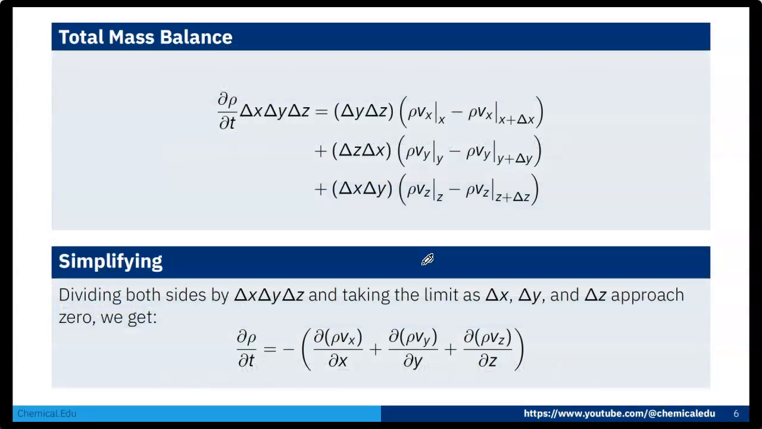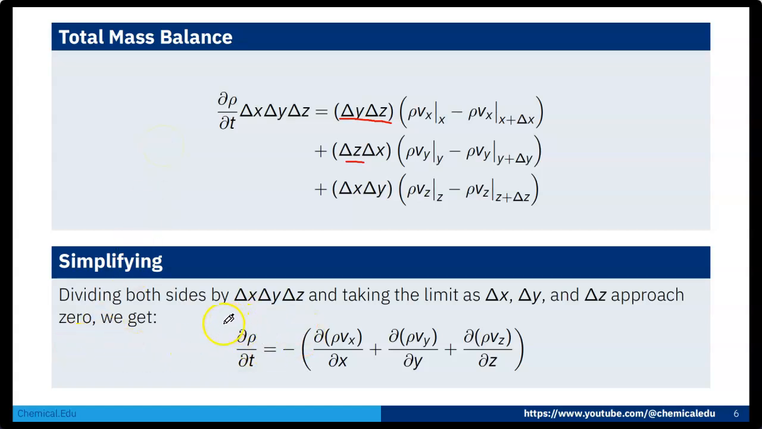Now if I put together, we will get the partial derivative of rho with respect to t times del x del y del z is equal to del y del z (rho Vx at x minus rho Vx at x plus del x) plus del x del z (rho Vy at y minus rho Vy at y plus del y) plus del x del y (rho Vz at z minus rho Vz at z plus del z). Now if I do the simplification, just divide both sides by del x del y del z and take the limit as del x, del y and del z approach 0.